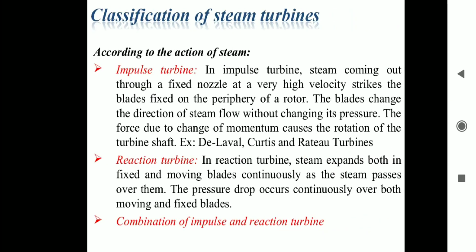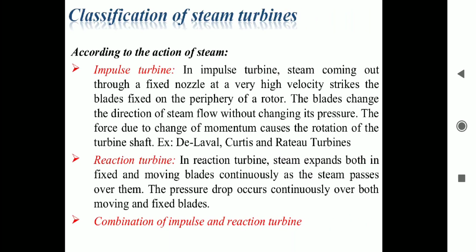Okay, so let's start with the classification of steam turbines. There are various classifications, classified according to the action of the steam, that is, how the steam is flowing through the system. First is the impulse turbine. As you know, in an impulse turbine the pressure is constant throughout the blade.